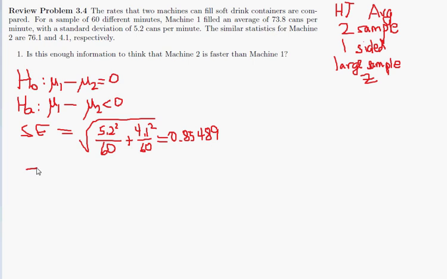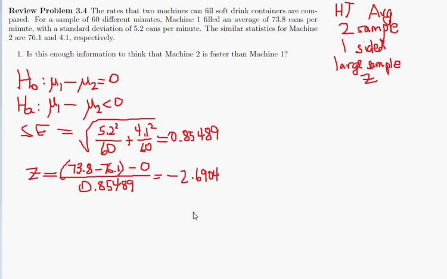From this we can get the test statistic Z. That'll be equal to the observed difference of 73.8 minus 76.1, minus the expected difference of 0, divided by the standard error for the difference, which we just computed. And that is equal to negative 2.6904.